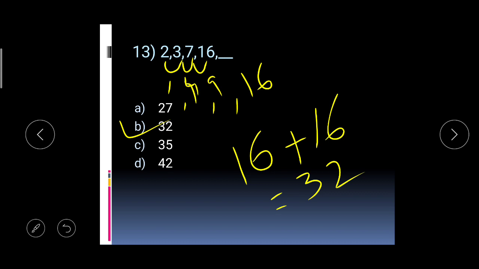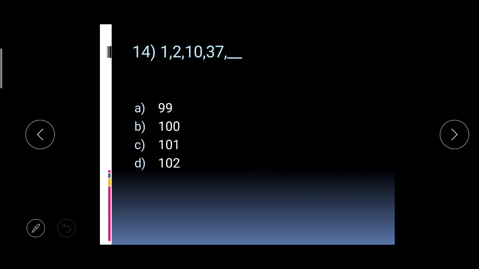Okay, let's move on. 1, 2, 10, 37. Again, we are lost. It's not in the square, it's not the cube. We have no idea, right? If we see, it's a double of the first term, it's 5 times the second term, it's almost 3 times the next, so we are not getting anywhere. What is the product? It's not a product, it's not a square, it's not a cube. So it's always better to start with taking the difference.